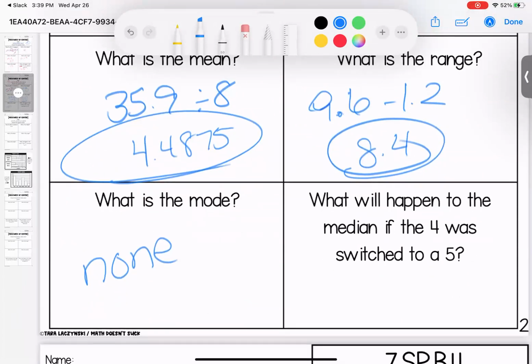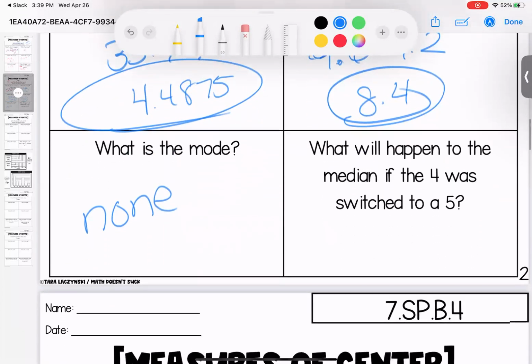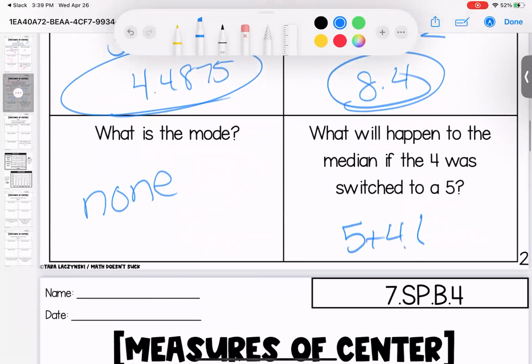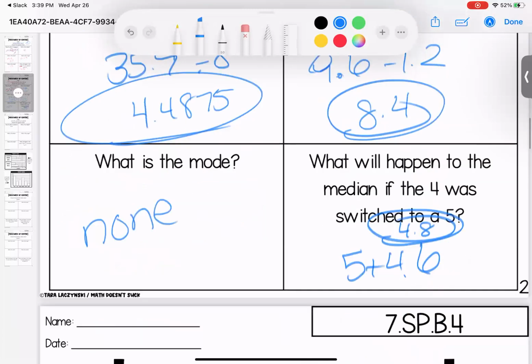What would happen to the median if the 4 were switched to a 5? So that means that for my median, I would have 5 plus 4.6. If I did 5 plus 4.6, again, cutting it in half, I would have 4.8 then as my median or my middle. Questions on this page? Bring them with you to class.